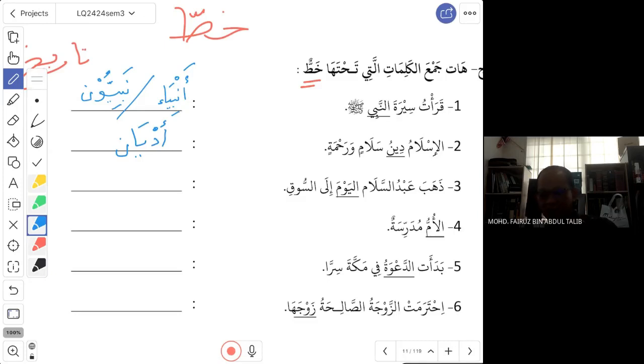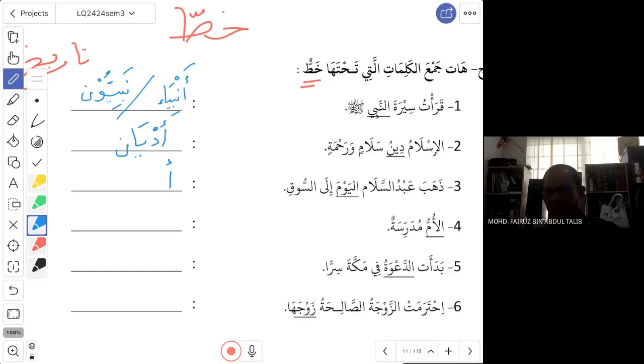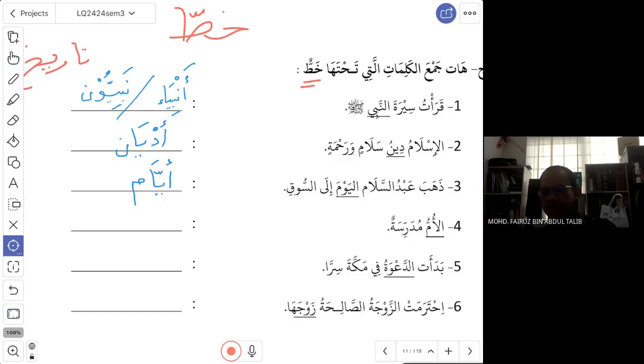Zahaba Abdul Salam al-yawma ila as-suq. Today, earlier today, Abdul Salam went to the souk, to the market. Al-yawm means today, day. If you want to say days, the jama', anyone? It starts with alif. Ayam. Yes, Farah. Sahih. Ayyam, not ayam. You have this shadda. Sahih, days.